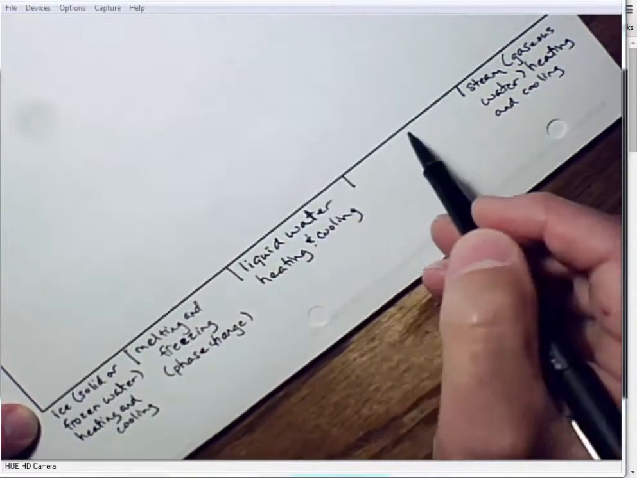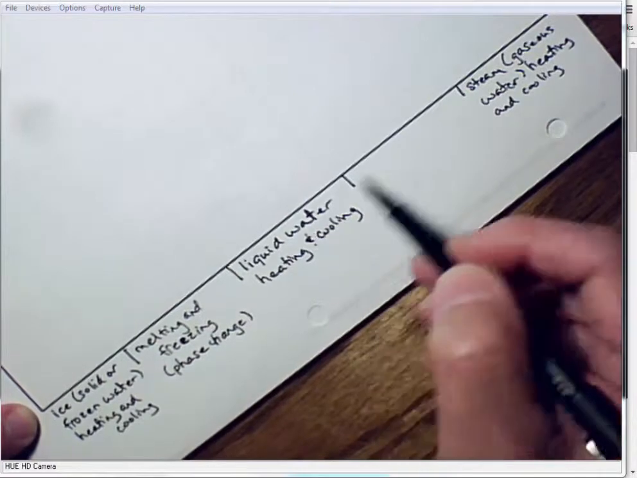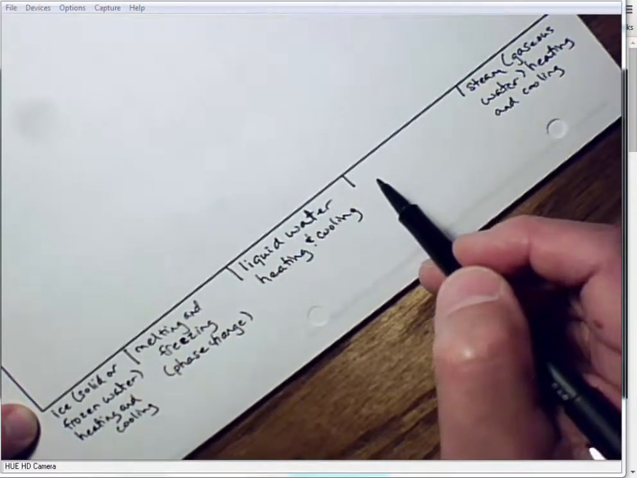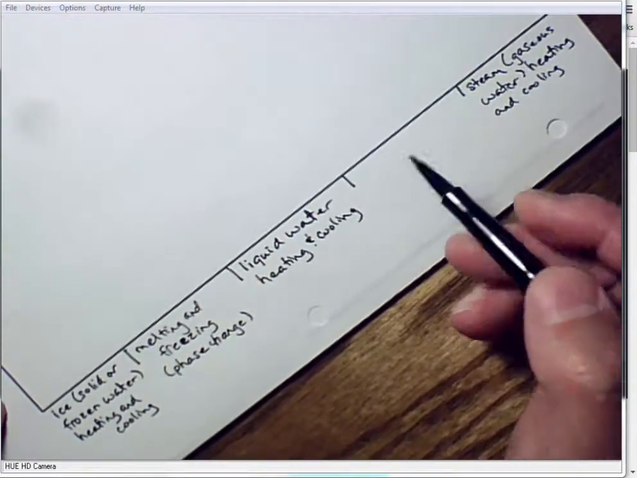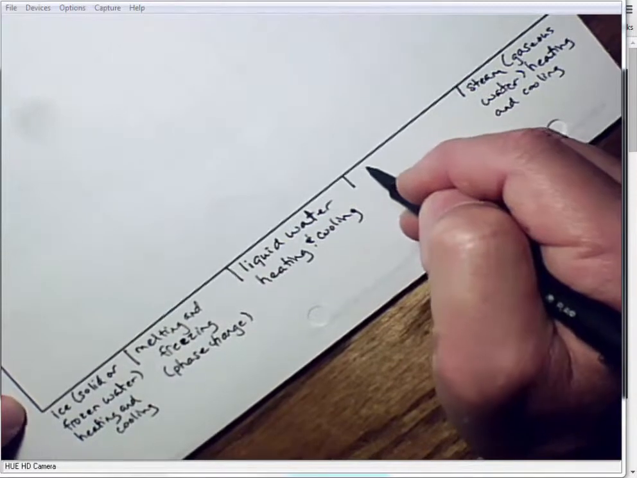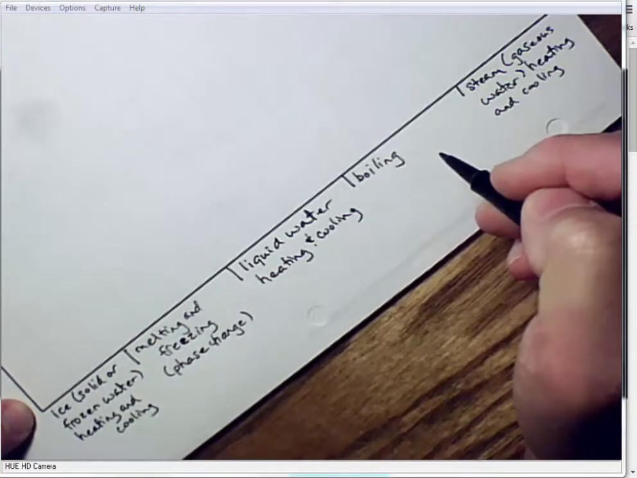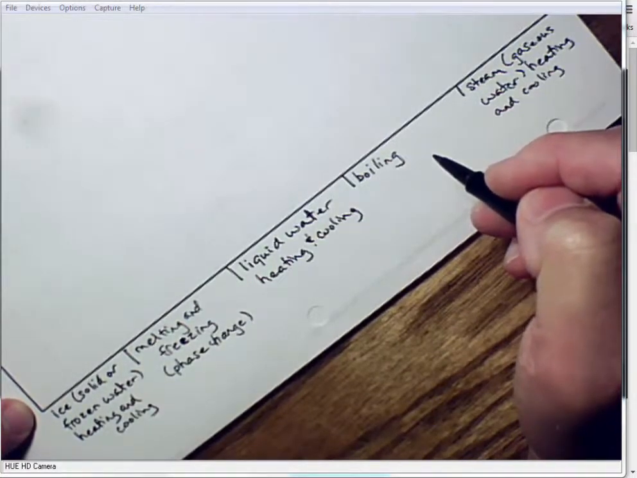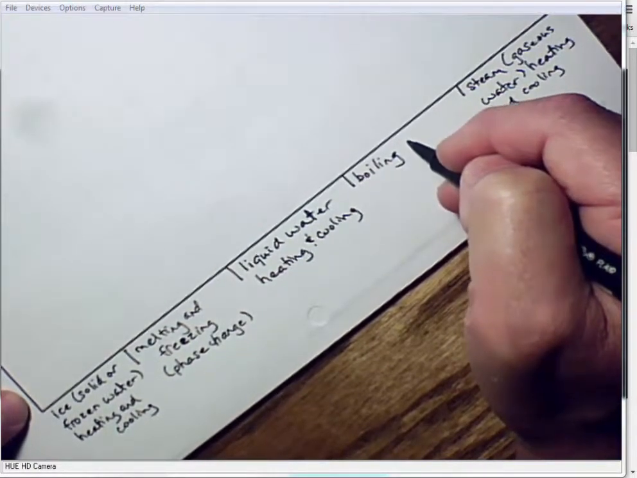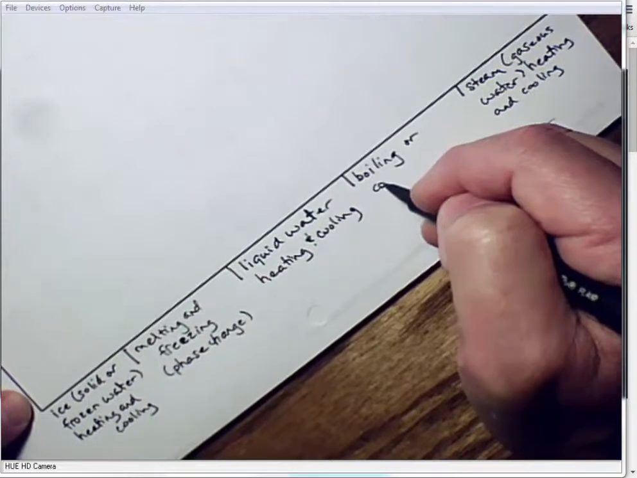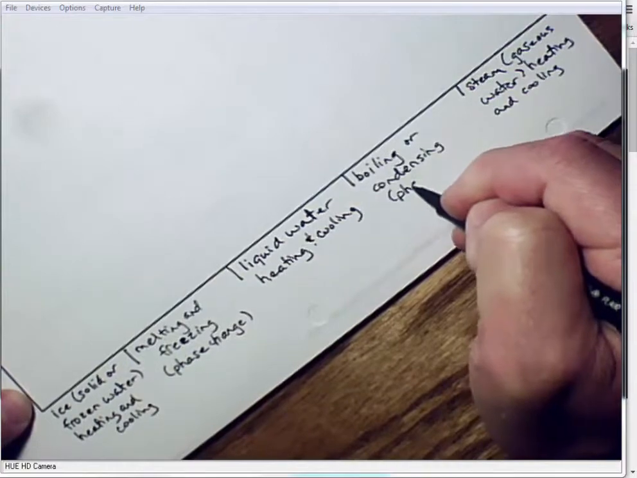And what are we doing over here? If we're going from liquid to gas, or from liquid water to steam, what are we doing there? Boiling, sure. And that's if we're changing it from liquid into gas. What do you call it if you're changing it from gas into liquid? Condensing. And that's also a phase change.